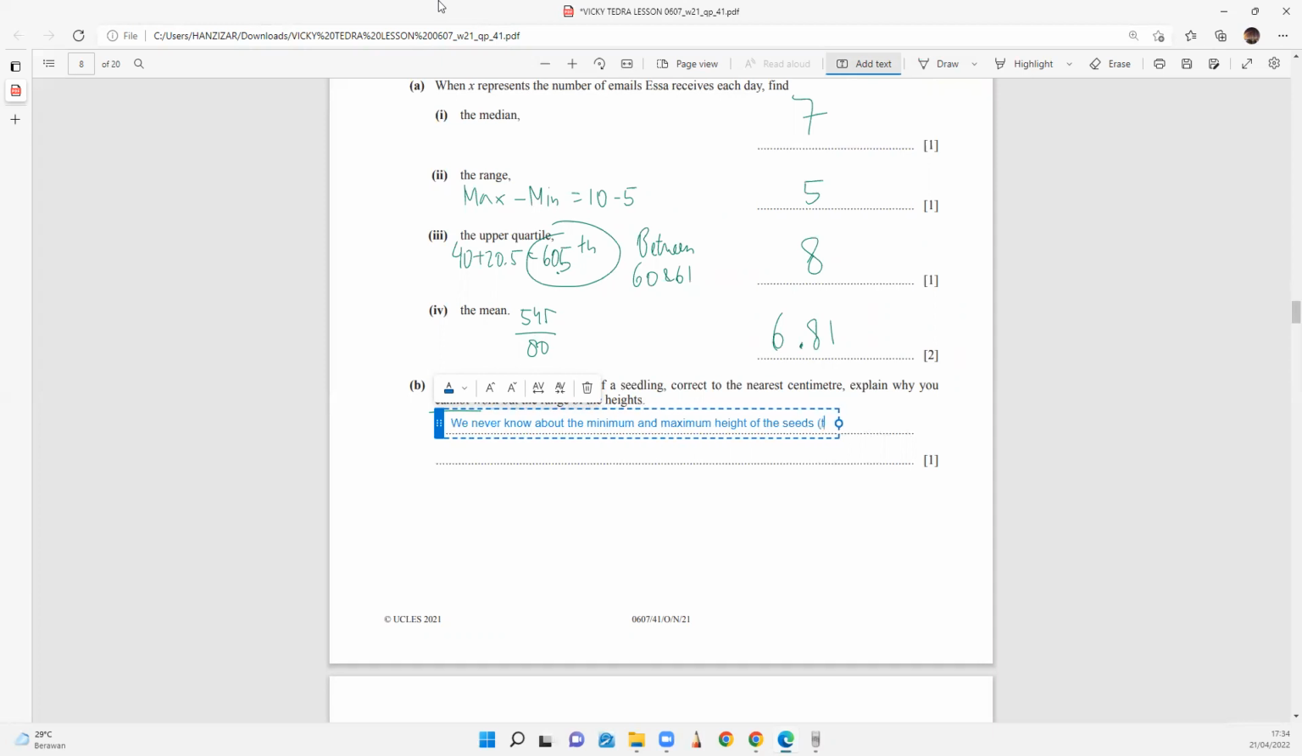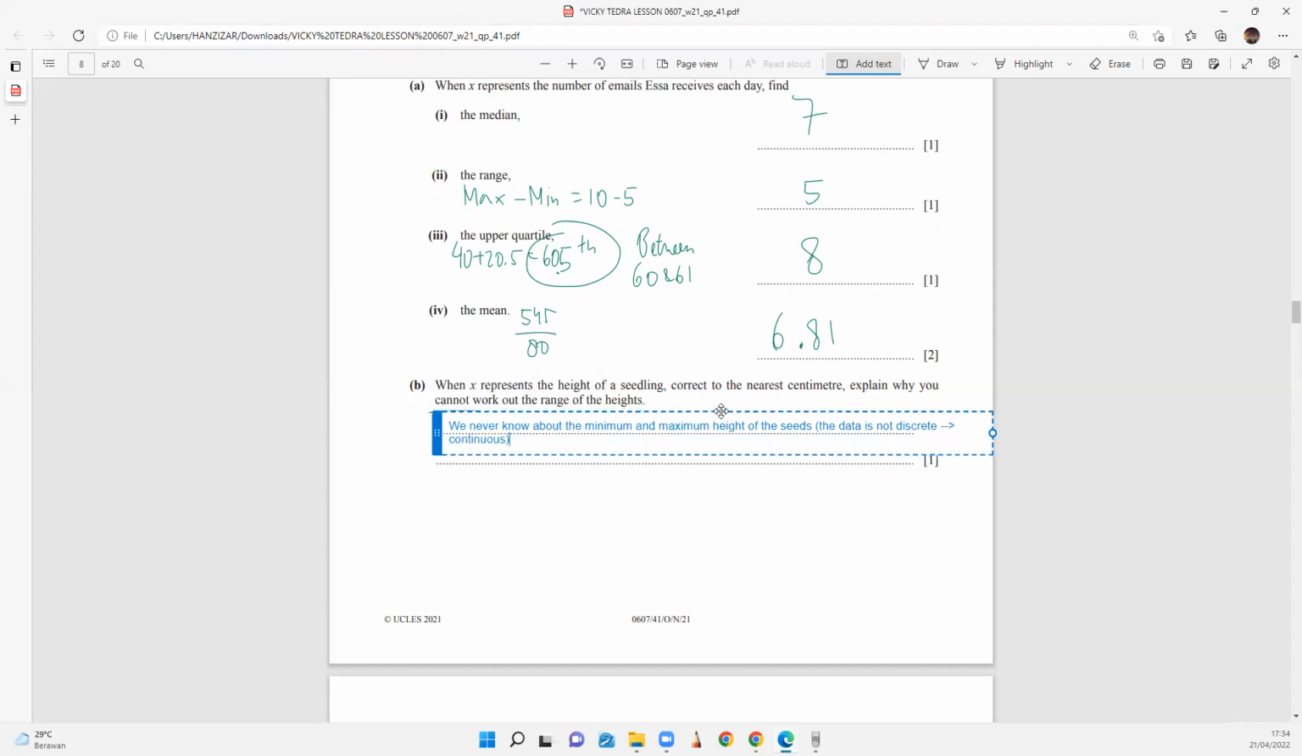So the data is not discrete, it is called continuous data. Do you know what is the difference between discrete and continuous? Discrete is using whole numbers 1, 2, 3, 4, 5, and so on. The amount of emails cannot be half an email, it cannot be 3.5 emails, right? But for the seedling, you cannot use that at all, because it is continuous data. The centimeter can be point something, it can be decimal. Okay, that's for number 4.